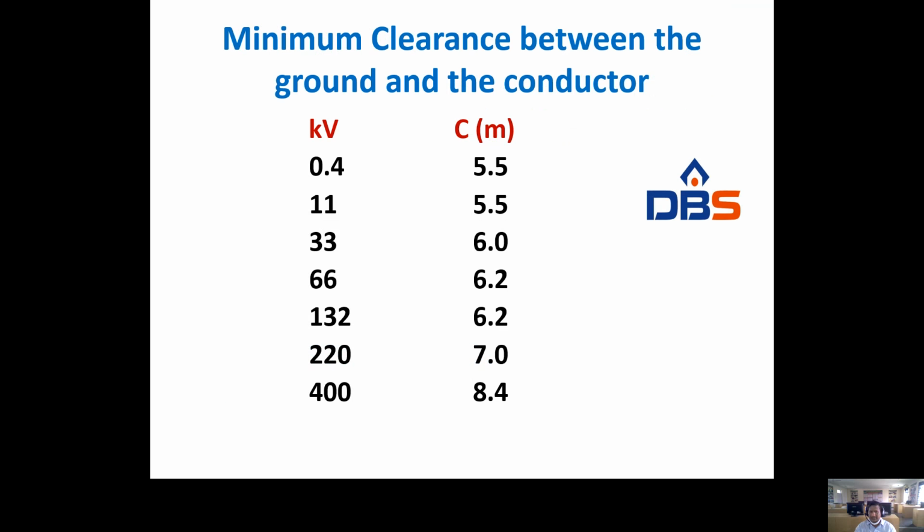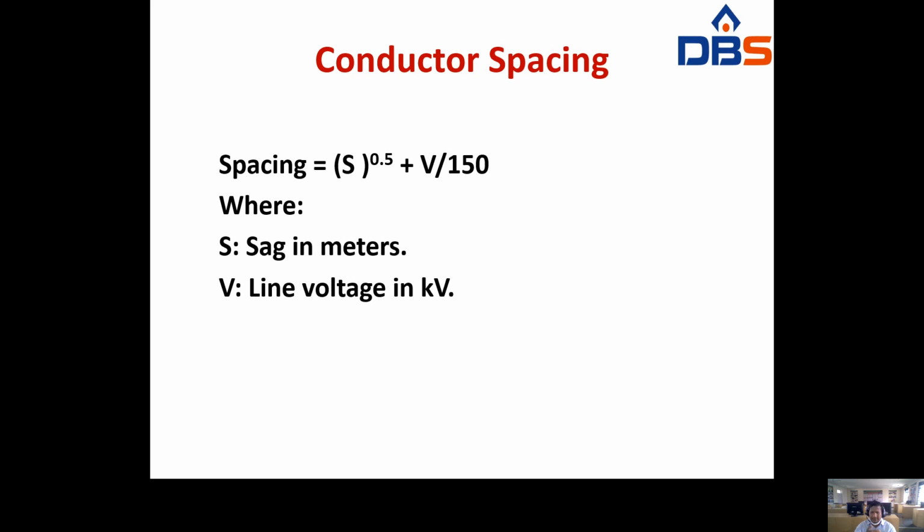So, minimum clearance, kV and meters: 11 kV, 5.5 meters; between the ground and conductor, 33 kV, 6 meters; 66 kV, 6.2 meters; 132 kV, 6.2 meters; 220 kV, 7 meters; 400 kV, 8.4 meters. Like that, we have to provide a clearance between the ground and conductor.